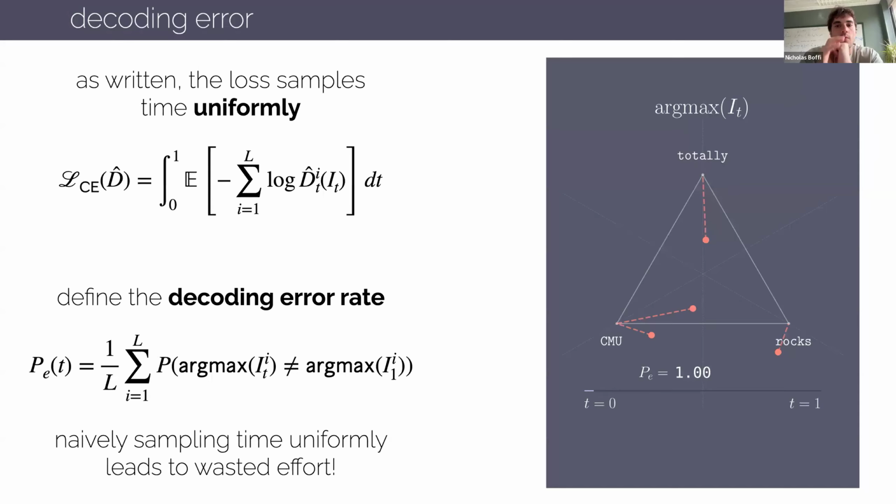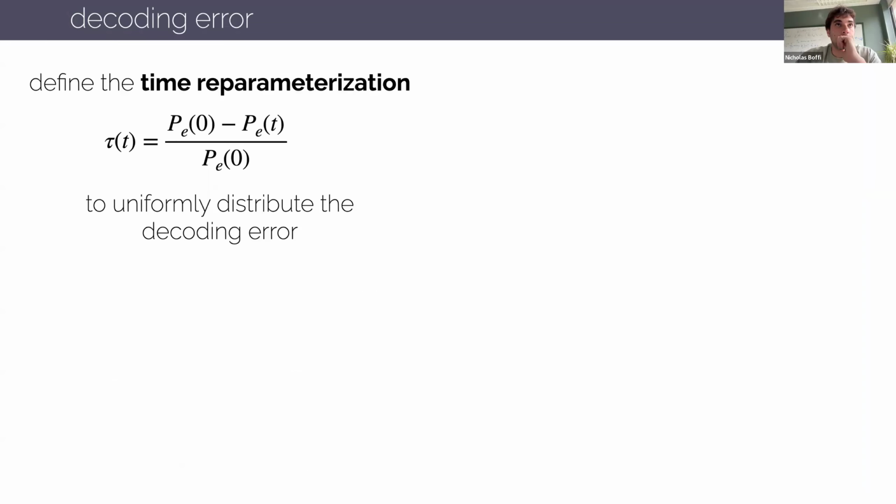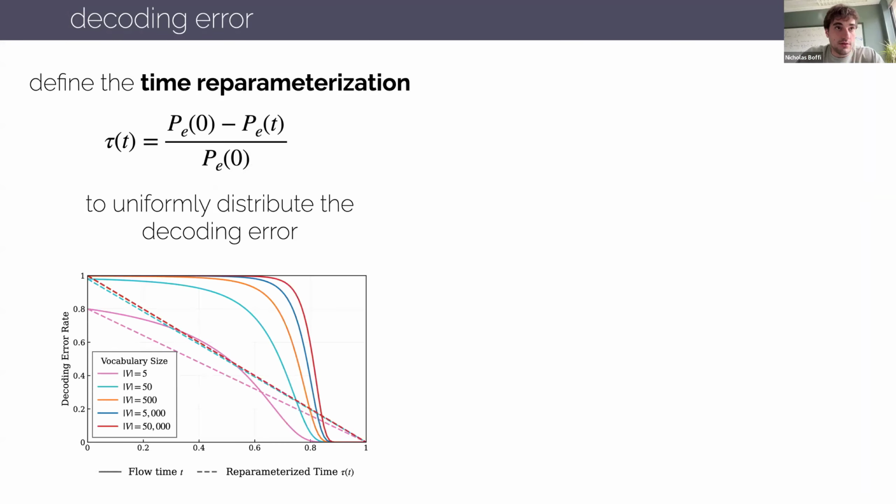So how can we do this? Well, we're going to define a reparameterization of time. It turns out that this is the right reparameterization of time to uniformly distribute the decoding error. What we would like is a definition of time such that when I move incrementally, if I move order 1 in time, then it changes the decoding error by order 1, and it does so uniformly throughout all of time. You can look at the paper as to why this is the right way to reparameterize time, but you can see it graphically by looking at this figure here.